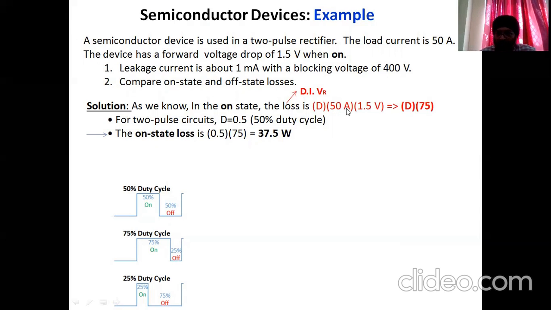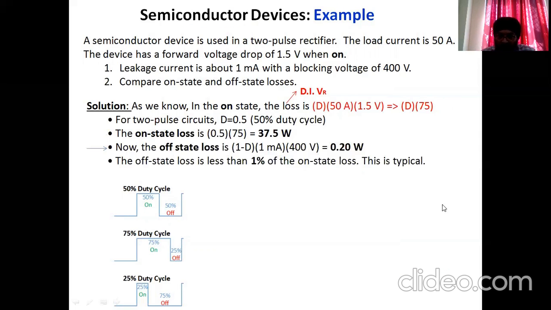So 50 amperes was the on state current, and 1.5 volts is the on state voltage. We multiply these two. From here, it says that it is on for 50% of the cycle, and for 50% of the cycle it is off. So for on state, the value of D is 50% of the total, which is 0.5. So 0.5 multiplied by 75, we have 37.5 watts. So on state loss is 37.5 watts.